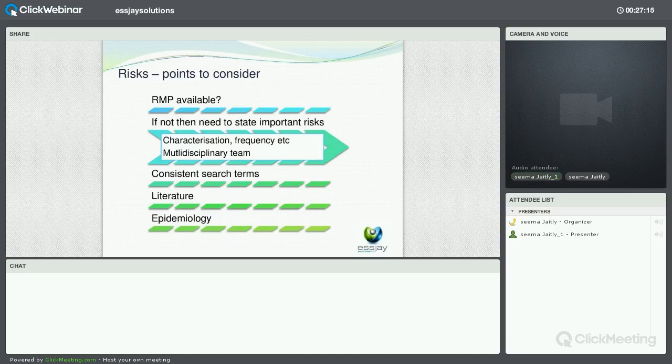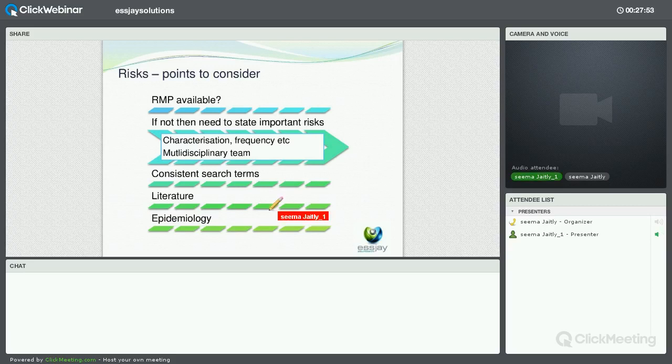This can take a bit of time for your PBRER. It's worthwhile having consistent search terms, because you are going to have to look at this again if you have to put an RMP into place, or if you don't have an RMP and you're just looking at it on a regular basis through your PBRER. So when you do have an important risk, it's worthwhile looking at what PTs, HLTs, SMQs you're using, and make a note of that so you can come back to it and make sure there's consistency, say next year when you come to review these risks again.